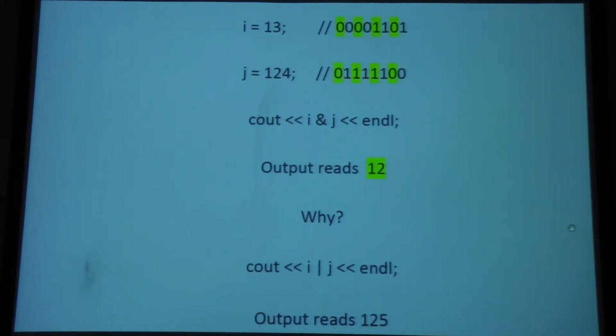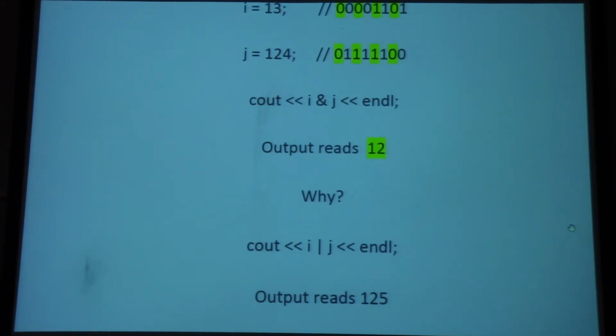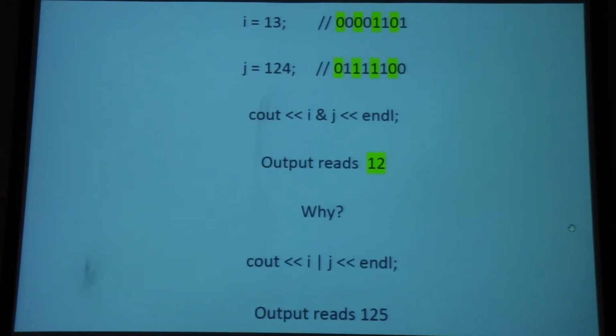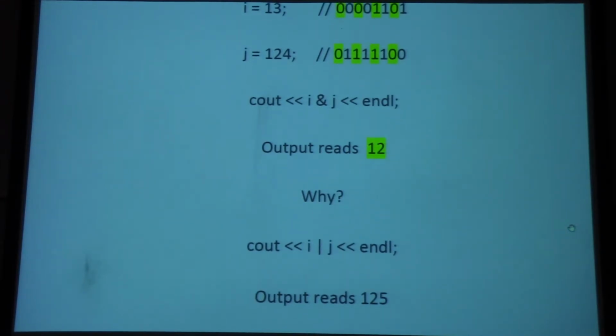Okay, so that's why now if I do a cout of i OR j, that's the bitwise OR operator. Again, all the zeros here are going to give me 0, but now I'm going to get 1, 1, 1, 1, 1, 0, and 1. And so the output is going to be 125. If you add up all those ones that get ORed in together, you get 125.